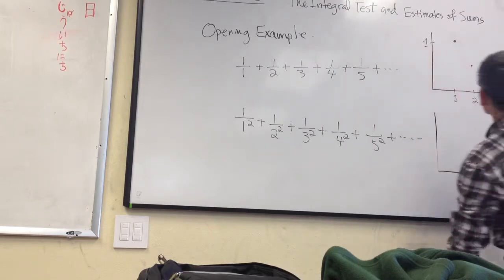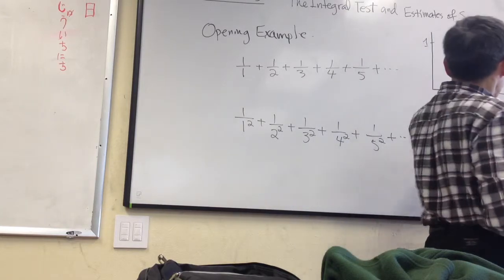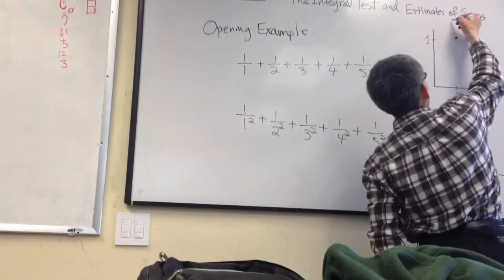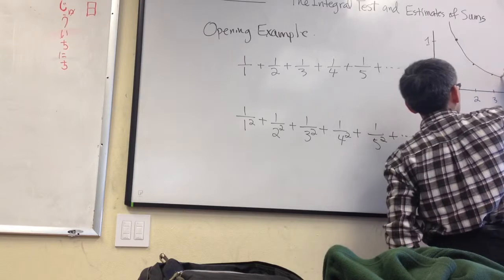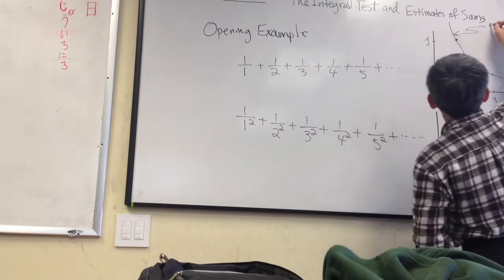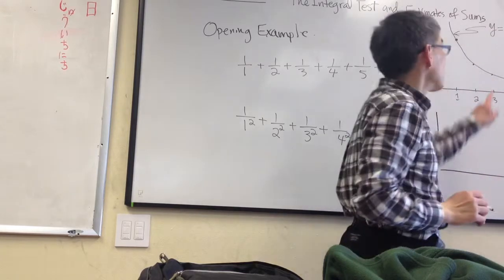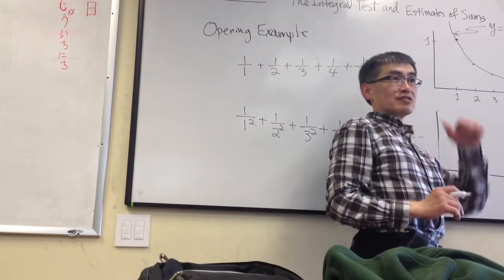Here. Okay. But this is one of those cases where these values, these dots, happen to fall on some familiar curve. What is this curve? 1 over x. Yeah, this one is y equals 1 over x, and you just specialize x to these integers. Then you get this series.